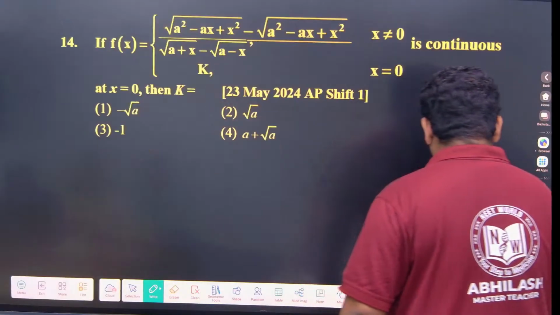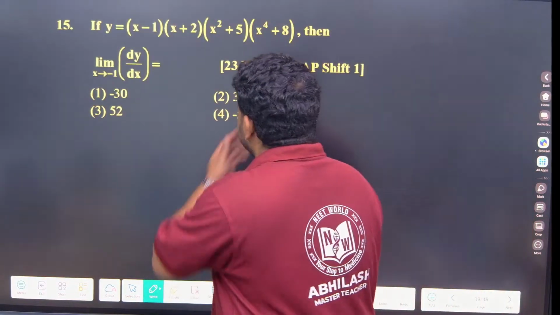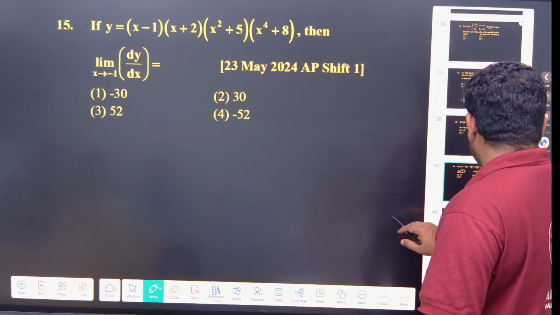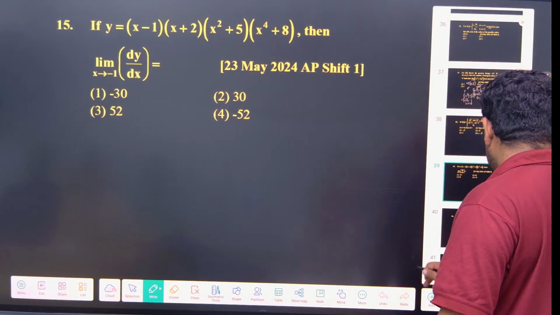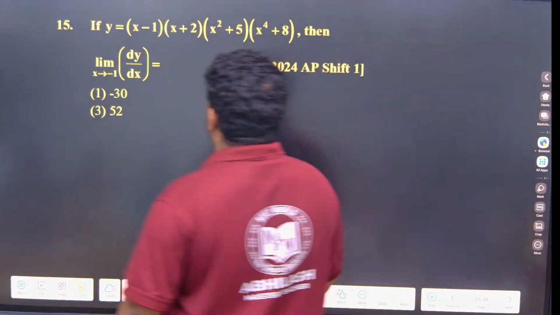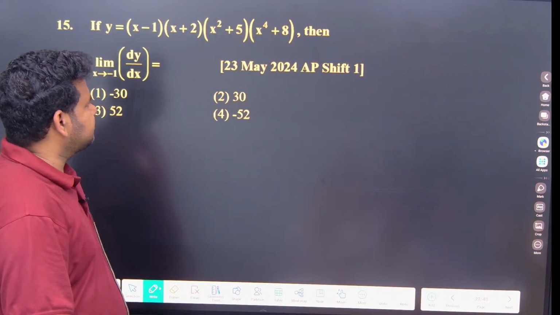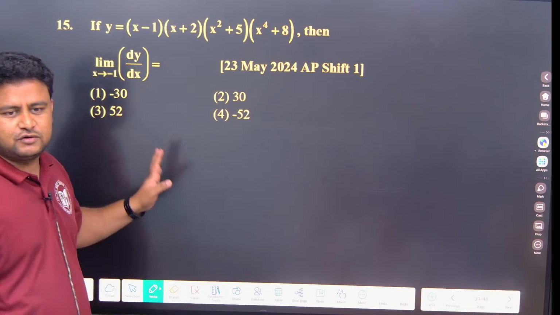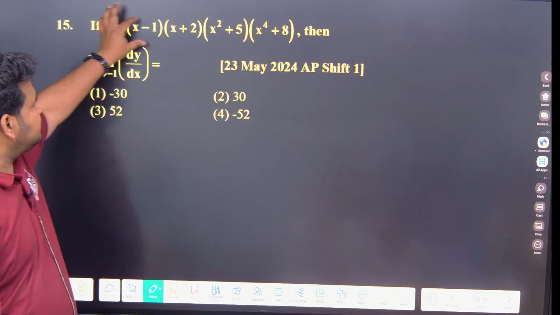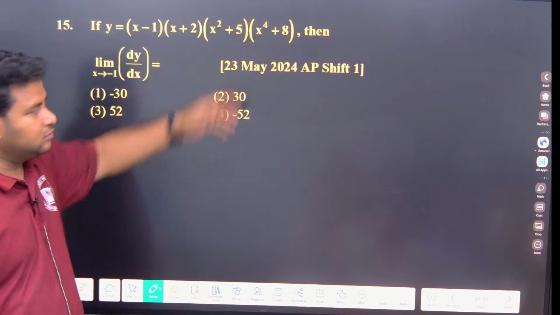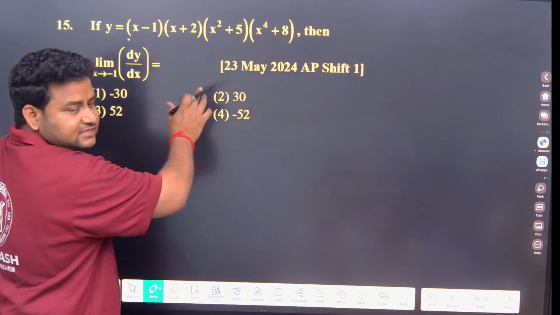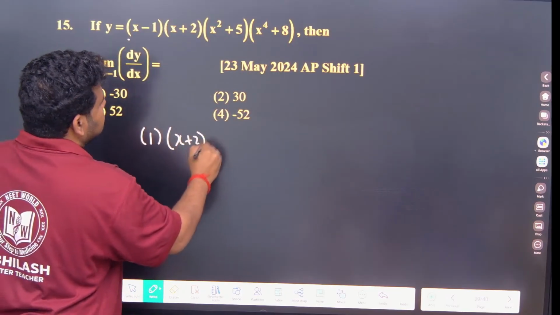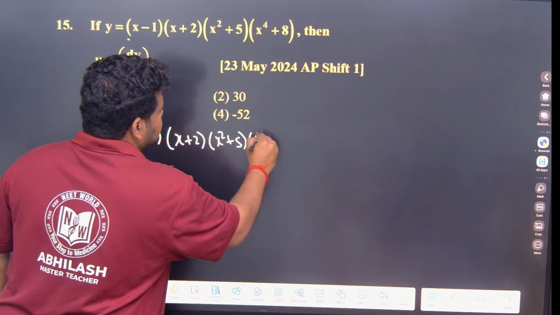Now let us go to differentiation. Okay, look at this question. They have given y = (x minus 1)(x plus 2)(x square plus 5)(x power 4 plus 8), then find the limit of dy by dx as x tends to minus 1. So for this what we should do? First we have to differentiate and put the value of minus 1. Everywhere there is multiplication, so you have to apply the UV rule. First differentiate this, keeping everything else as it is, then differentiate the next, keeping everything else as it is. If I differentiate the first factor I get 1, then x plus 2, x square plus 5, x power 4 plus 8.